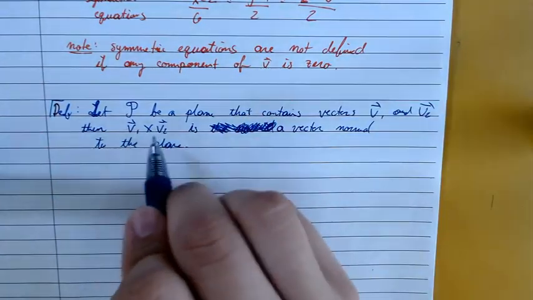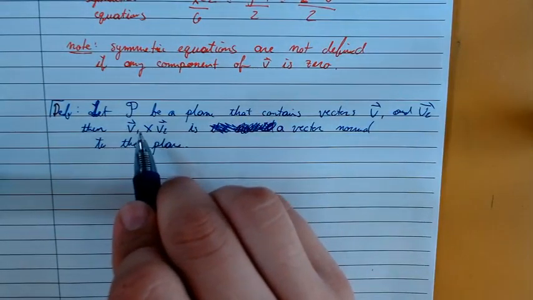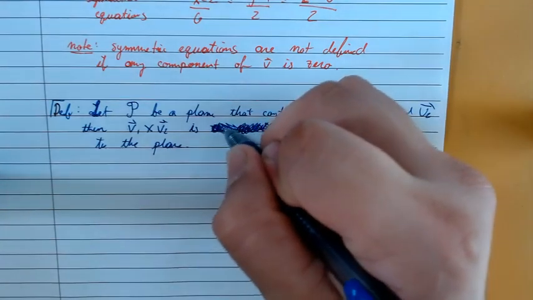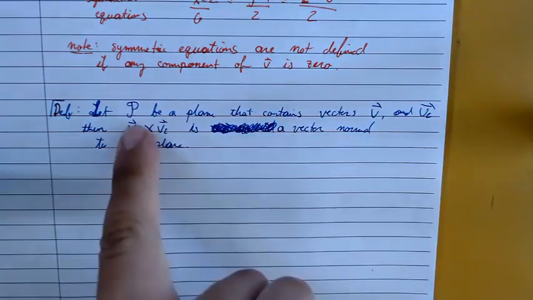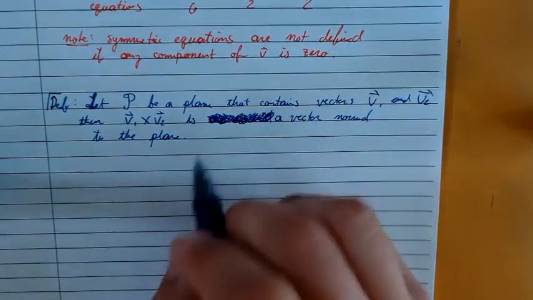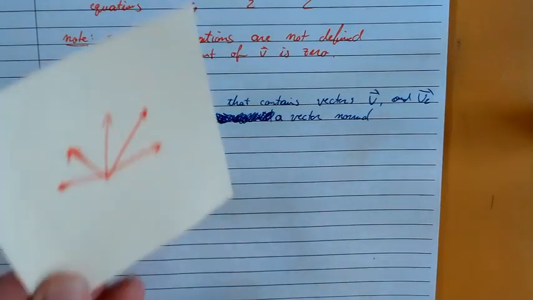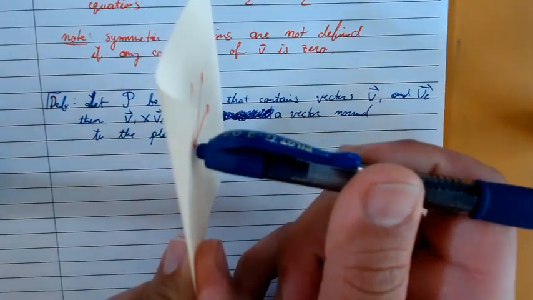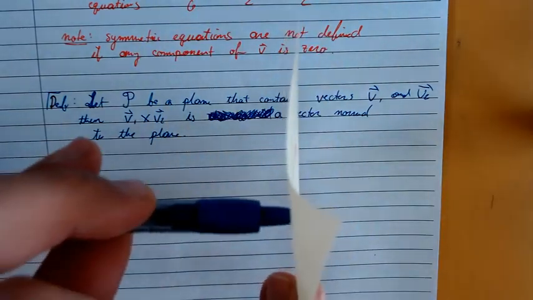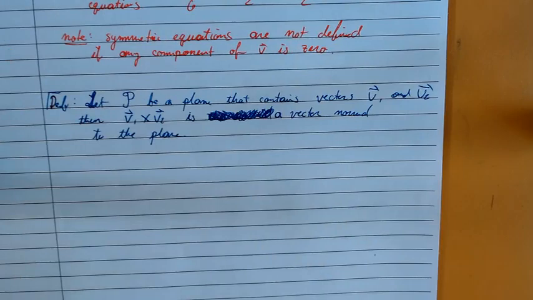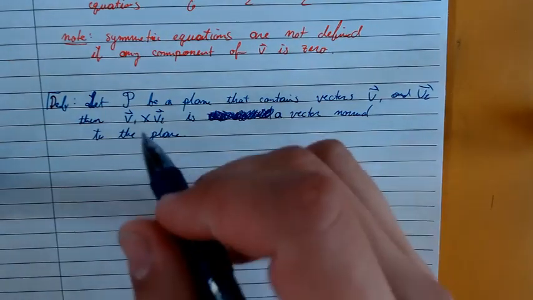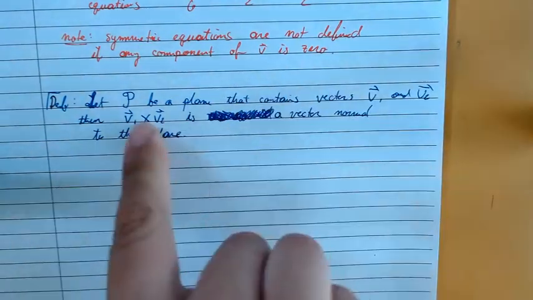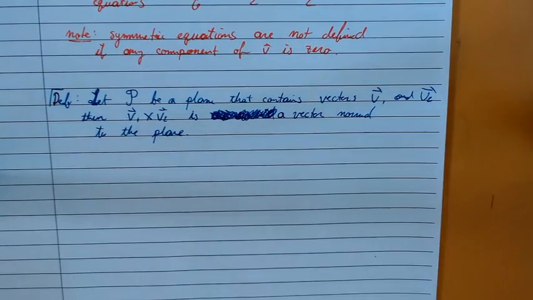Remember, if you take the cross product the other way, if you say V2 cross V1, that is also normal to the plane P. It's just simply going in the opposite direction. If you take my illustration here, if you take V1 cross V2, that would stick out this way. V2 cross V1 would stick out in the opposite direction. So you actually have two normal vectors. So V1 cross V2 is a vector normal to the plane, the other one being V2 cross V1.